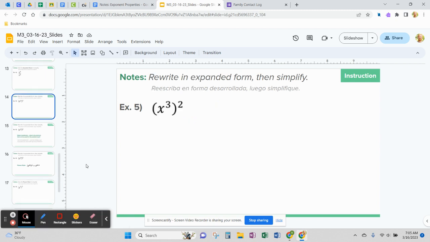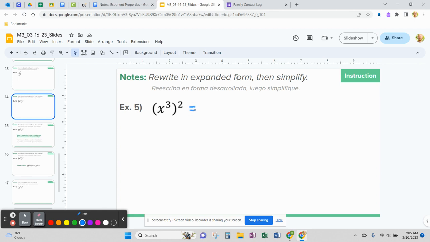Okay, our last rule here that we're working towards is called our power rule. So let's start by exploring with example 5. We have x to the third, and that is raised to the second power. So let's pause our screen, try this for ourselves, expand it out all the way.